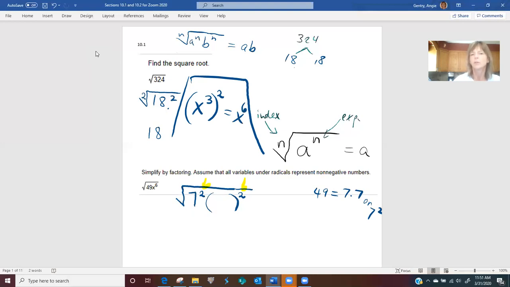Now you're going to do this in reverse, and you want to create that 2. So what goes inside? Well, an x cubed, and you can check your work. You should be able to move back from this to the original. So 7 squared is 49 true, and x cubed squared is x to the 6 true. But now you have an exponent that matches your index. So this 7 comes out, and then the x cubed comes out. And that is now simplified.